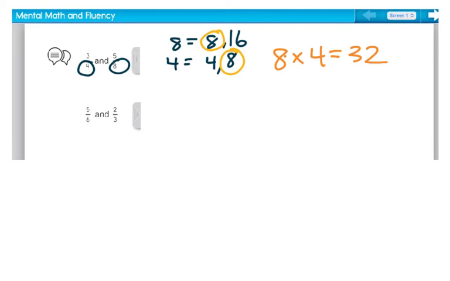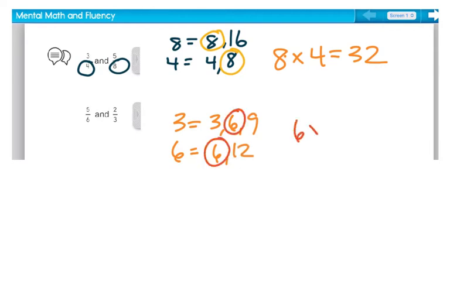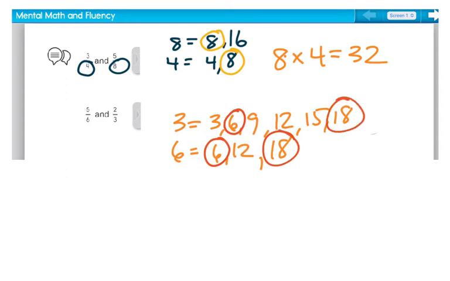Would you go ahead and figure out 5/6 and 2/3? What would be two common denominators? You could think of the multiples and see that they have 6 in common, or you could just take 6 times 3 and know that 18 is in common. Let me show you something here. If I kept going with these, they eventually would also have 18 in common. So you could also write out the multiples.